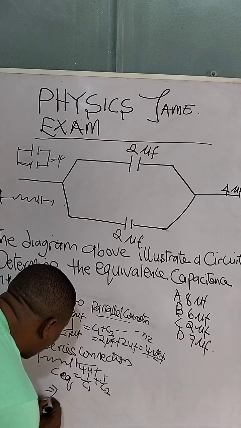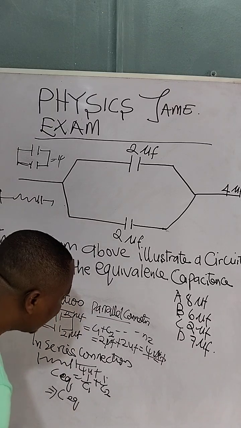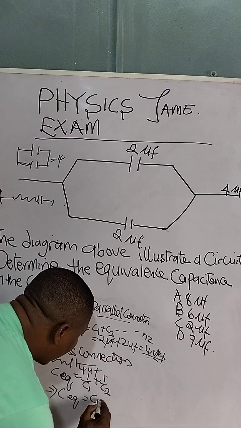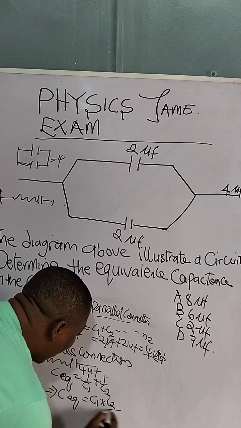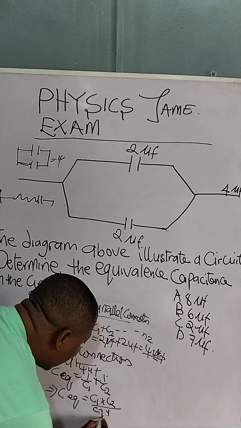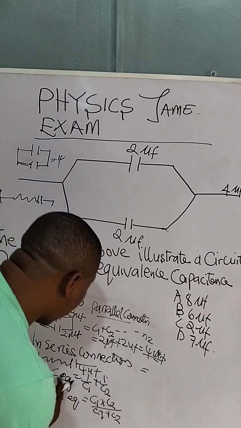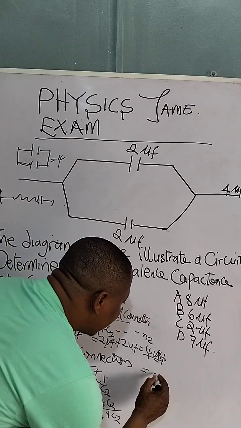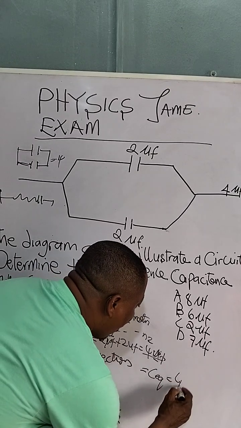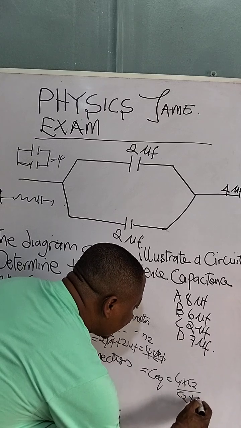This is the same thing as what? C equivalent, or equivalent capacitance, is the same thing as C1 times C2 all over C1 plus C2. I am saying that this is the same thing under series connection. It is C equivalent equals C1 times C2 all over C2 plus C1.